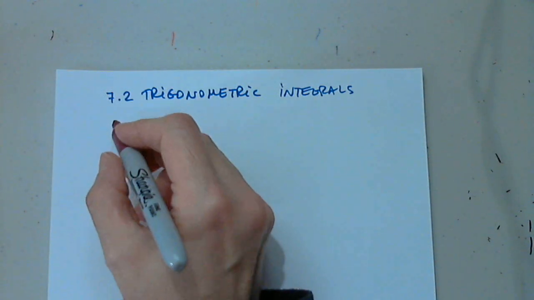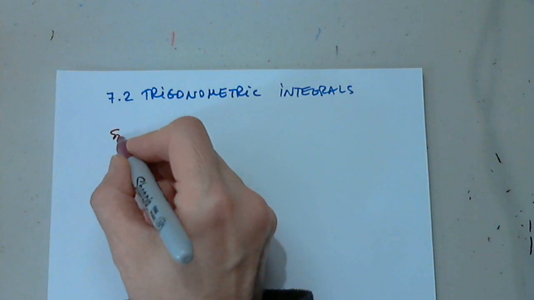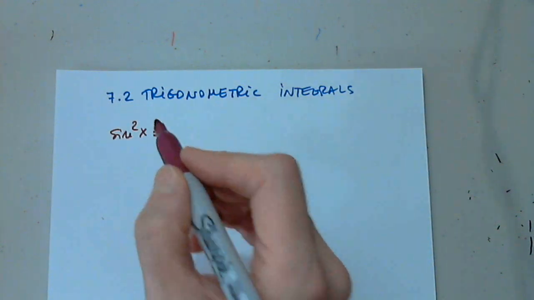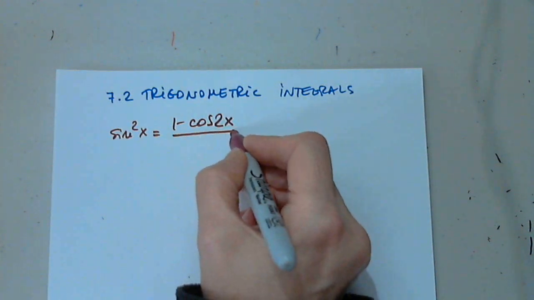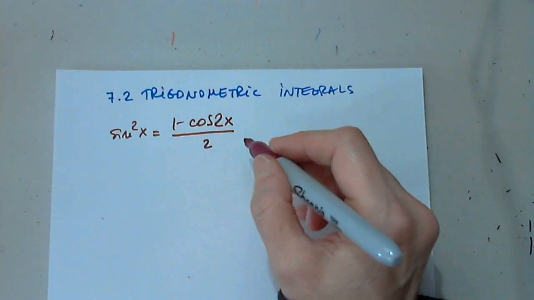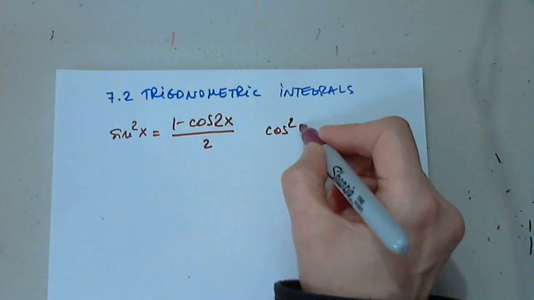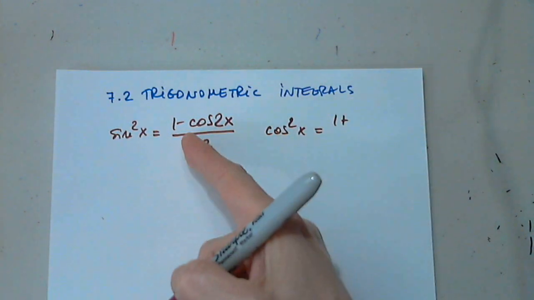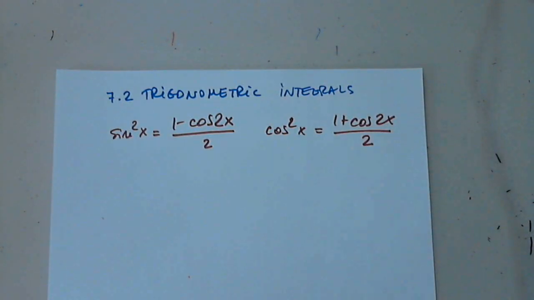So one identity that we need to remember is that sine squared x can be replaced by 1 minus cosine twice x divided by 2. Of course, similarly, cosine squared x is the same thing, but 1 plus cosine twice x divided by 2.